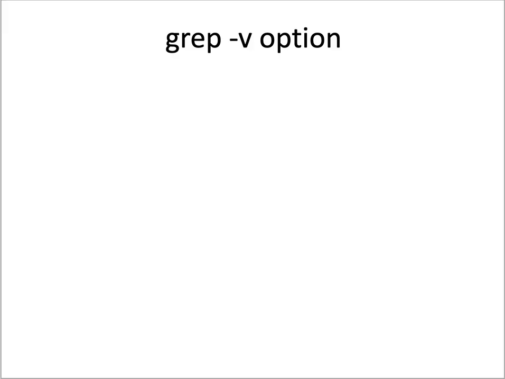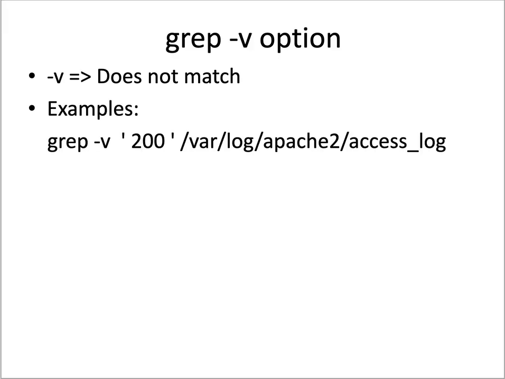Now, some other options we might use is the -v. -v means show me lines that do not match. So for example, if I were to give this command, I would be saying show me lines that do not contain space 200 space. So presumably what I'm looking for here is any line in the Apache access log that was not a successful HTTP request and response.